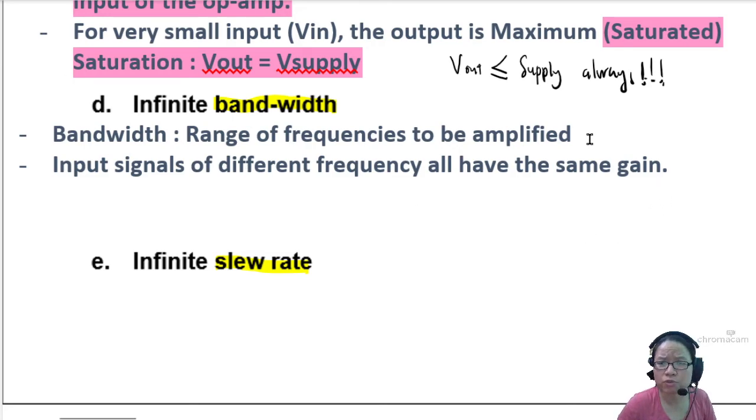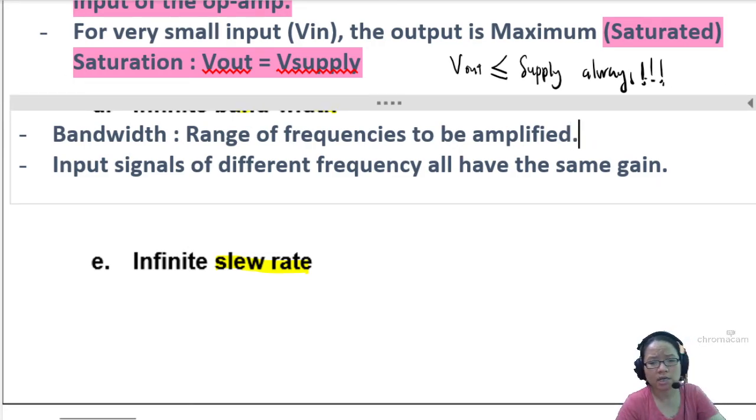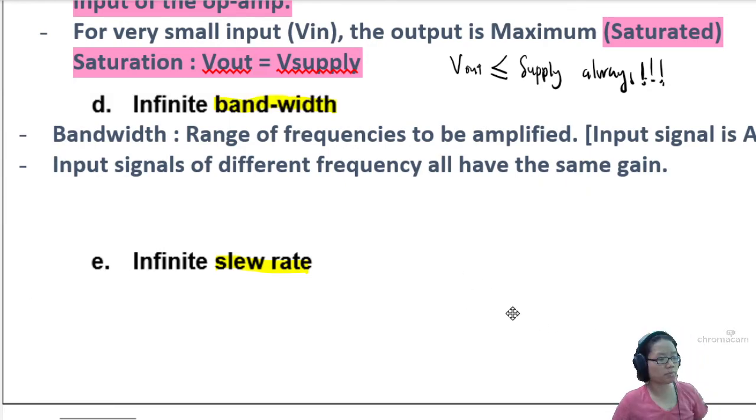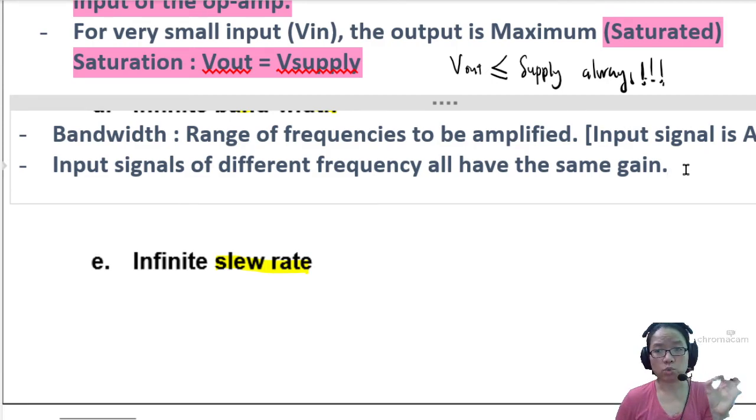You might be thinking, what frequency is this? Is this sound wave frequency? Generally speaking, that is when the input signal is AC. You know, your alternating current has a certain frequency. So it is indiscriminate. When we say infinite bandwidth, it means it doesn't matter whether the frequency is very small or very large, it will be amplified equally.